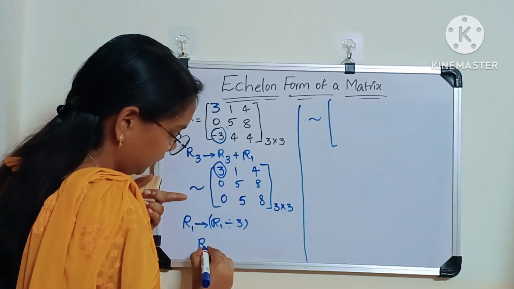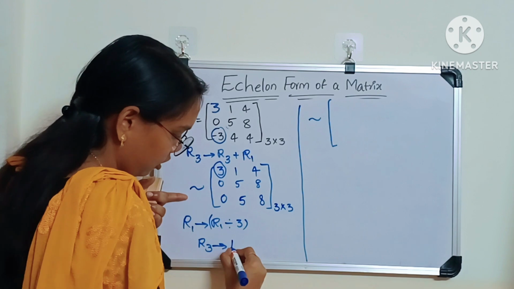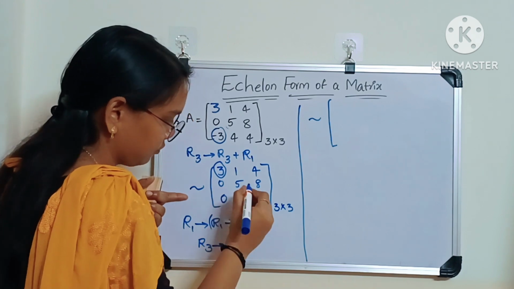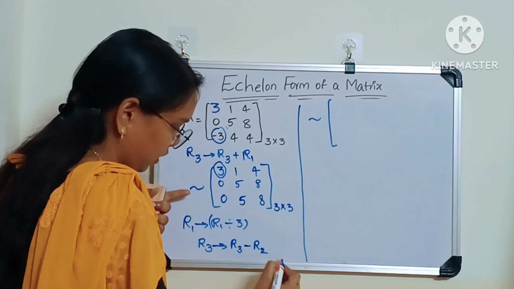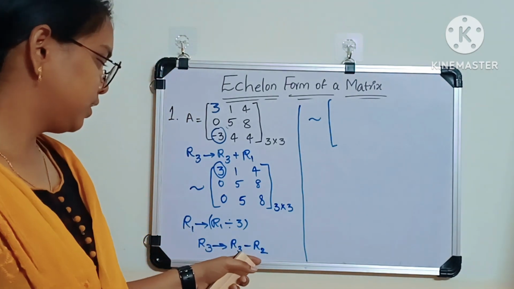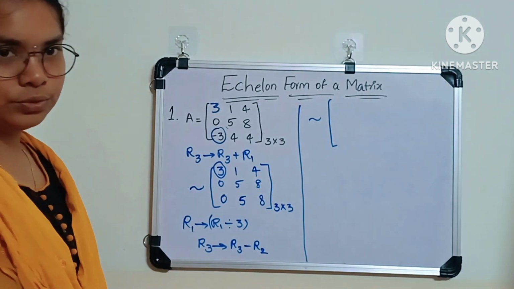Similarly, row 3 tends to R3 minus R2. Then only we will get 5 minus 5 is 0, and 8 minus 8 is 0. That's why we are converting R3 into R3 minus R2. These two row operations we are using here.